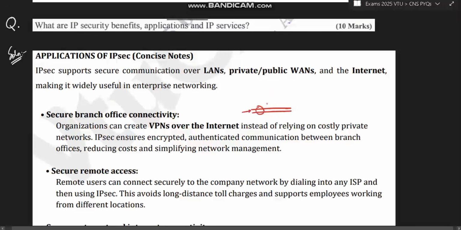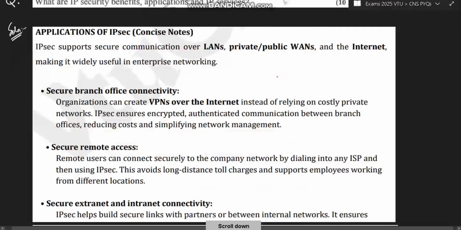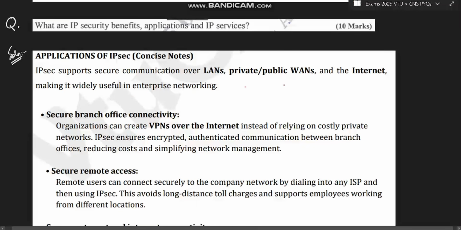So this is more costly. It will be very costly because another wire is present only for you. But what if instead of using a private one we use a public one, but it is still secure? How can that happen? This can happen if you apply encryption. If you apply encryption, even if someone sees the data, nothing is of use to them because it is unreadable, not understandable data. So we are applying encryption. That's what IP security does. It applies encryption, making it useful in enterprise networking.